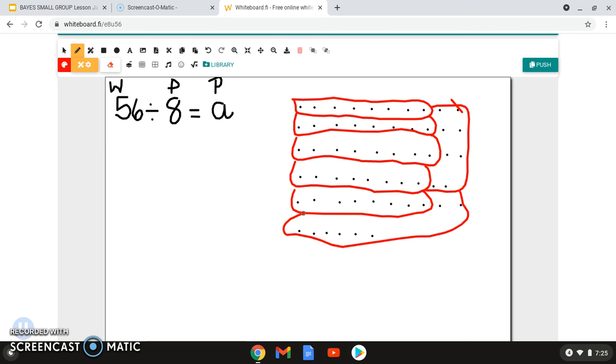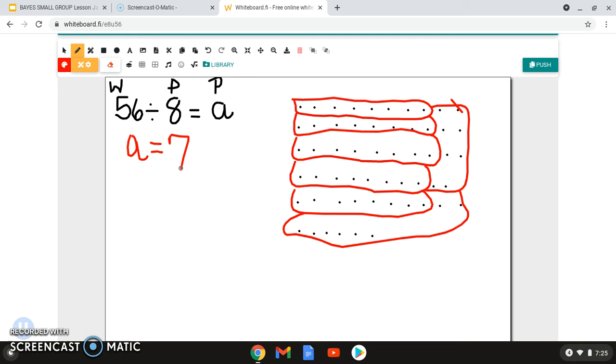Now, the first thing that I'm going to do is look to see how many I took away. Each circle represents that section of Hot Wheels that I took away, and I was taking away one at a time. So I have 1, 2, 3, 4, 5, 6, 7. So I'm showing that A is equal to 7. Now, this is the picture model of this problem.